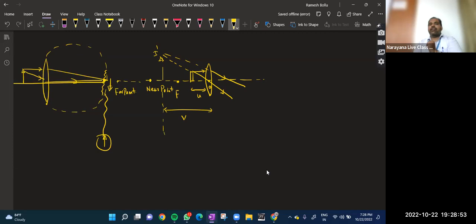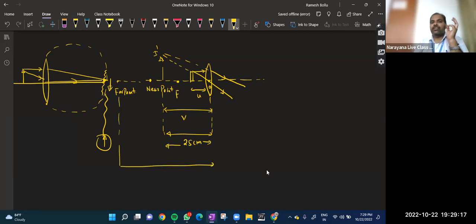For your better understanding, I will use real numbers, students. For every human being, what is the nearest point distance? Healthy human being means whose eyes are normal, normal health condition. Their nearest point, how much? 25 centimeters. And what is the far point? Actually, it is infinity. But to convince you, I will give some number. 700 centimeters.